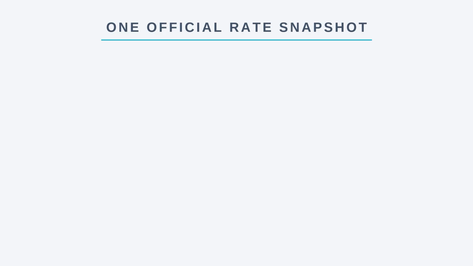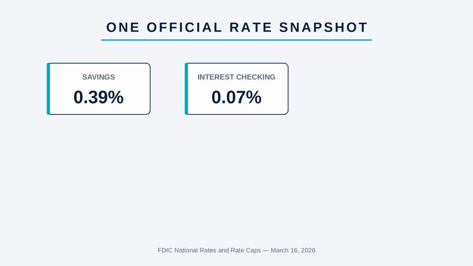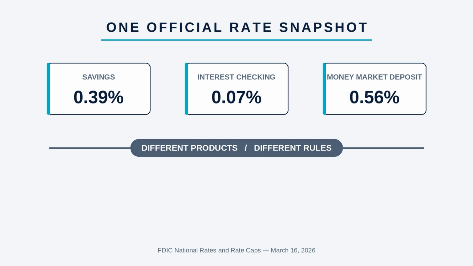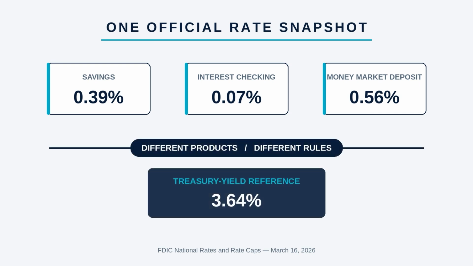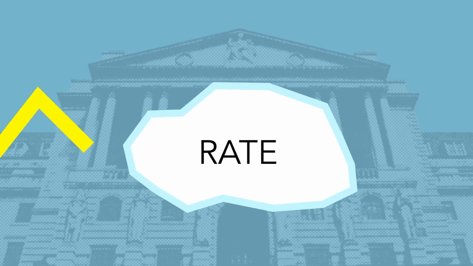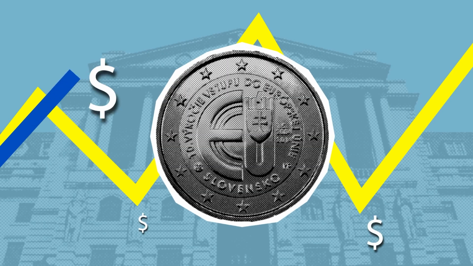Here's the official snapshot. The FDIC table showed a national savings rate of 0.39%, interest checking at 0.07%, and money market deposit accounts at 0.56%. On the same page, the Treasury yield reference used in the rate cap calculation was 3.64% for non-maturity deposits. That does not mean a savings account and a Treasury bill are interchangeable. It shows that the surrounding short-term rate environment can be far above the rate reaching a standard deposit account.